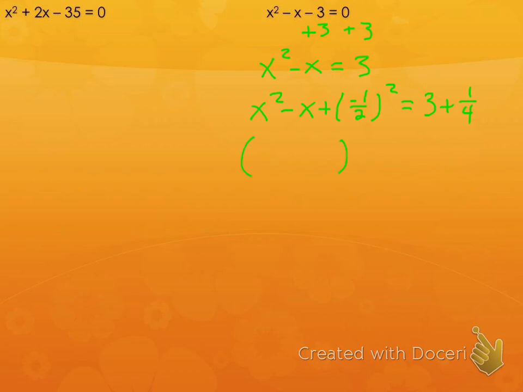So again, I have a binomial that's squared on this side, and on the other side, I have 3 plus 1/4, which is 3 and 1/4, and I want to put that as an improper fraction rather than a mixed number, and so that gives me 13 over 4. So when I factor this, again, my first term is always x, always a plus sign in between. My second term is always what I'm squaring, so it'll be negative 1/2.